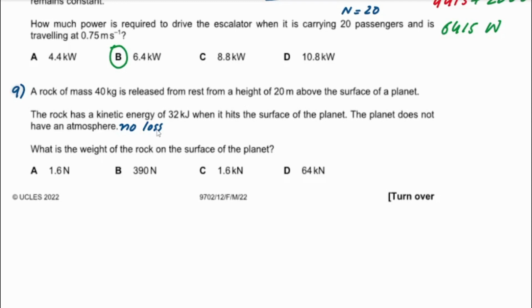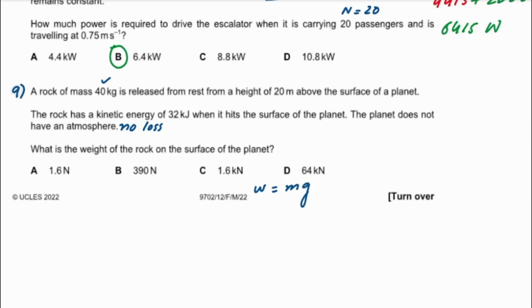So on that planet, if we know the mass, you can straight away use the formula W equals mg. The problem is we do know the value of mass, which is 40, but we do not know the value of the gravitational field strength on that planet. They're not talking about the Earth, otherwise it would have been mentioned. So this is some random planet, and first we need to find the value of the gravitational field strength on that planet.